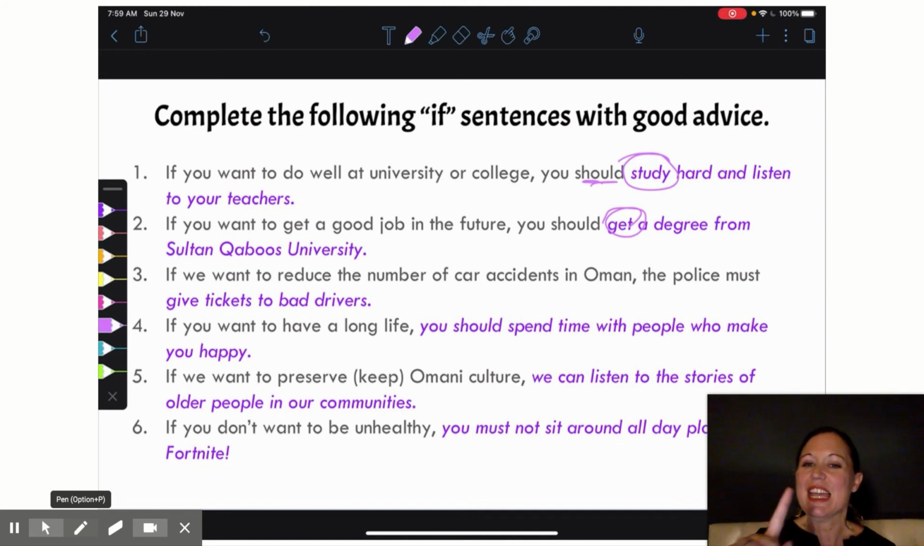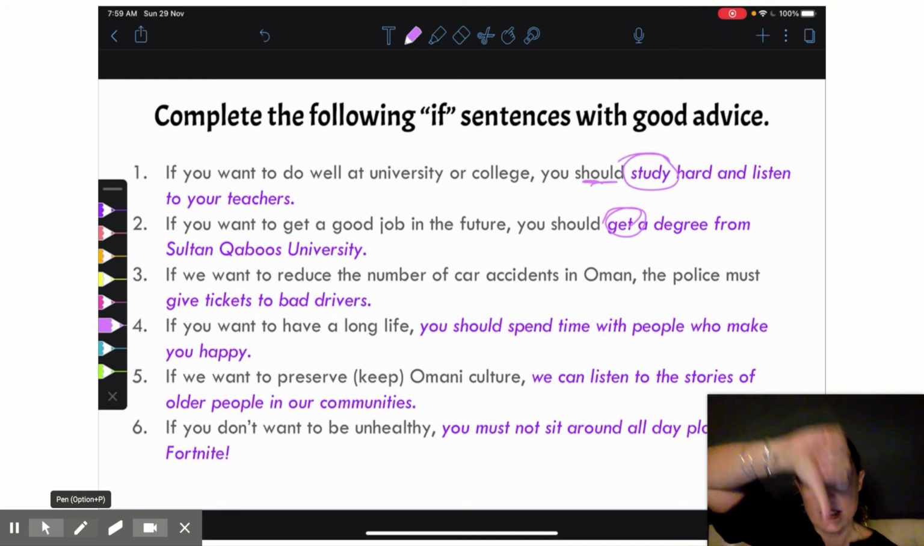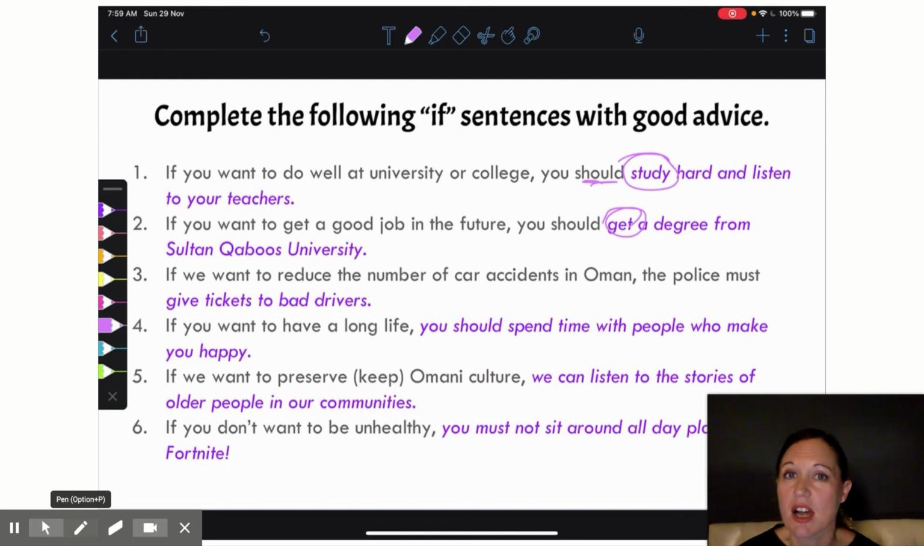Well done. If we want to reduce, lower the number of car accidents in Oman, the police must, and again, you see I've got my infinitive verb, give tickets to bad drivers. ROP is out to get you.